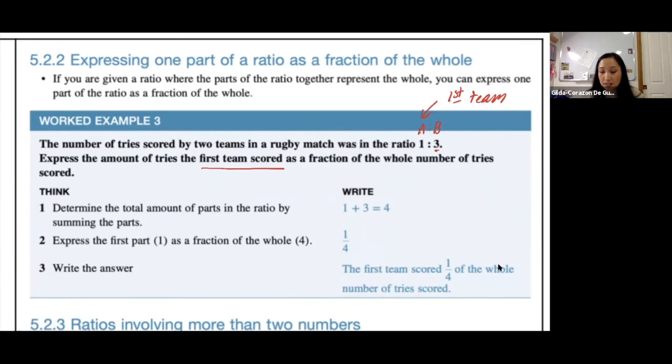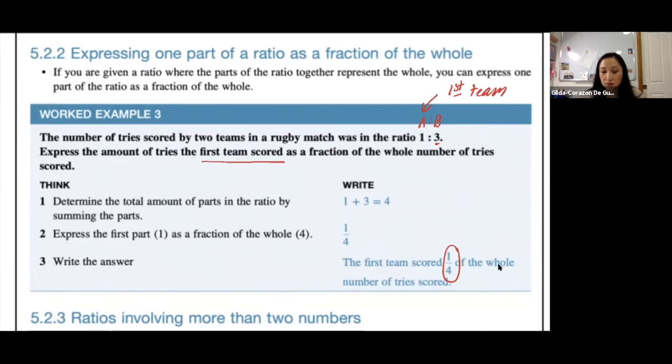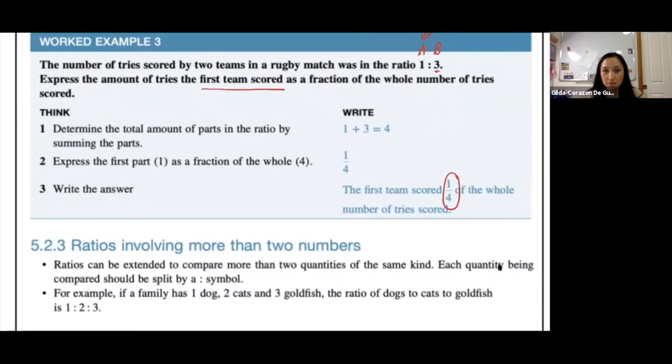All right. And from here, just like what we said a while ago, you can write it down as a percentage as well, right? Or you can also write it down as a decimal. So when you have a percentage, you'd say 25%.